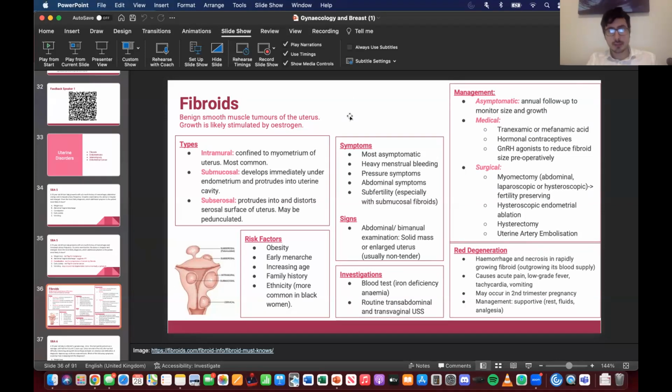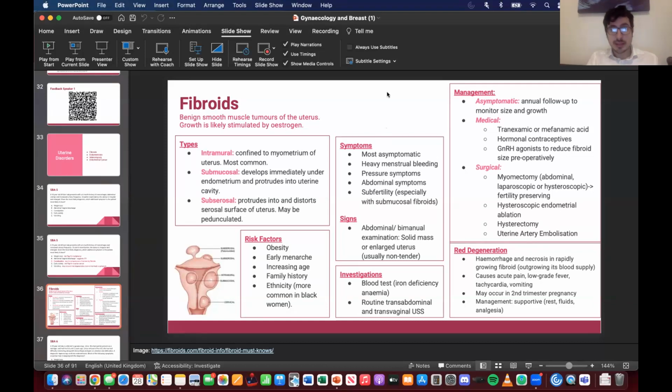And what symptoms can someone with a fibroid present with? Mostly they are asymptomatic, but when symptoms arise, the most common symptom is heavy menstrual bleeding. And remember, in an OSCE situation, when you're quantifying heavy menstrual bleeding, there's no hard and fast rule. Commonly it's heavy in comparison to what the patient usually reports their bleeding to be. So it's a very individualistic approach.